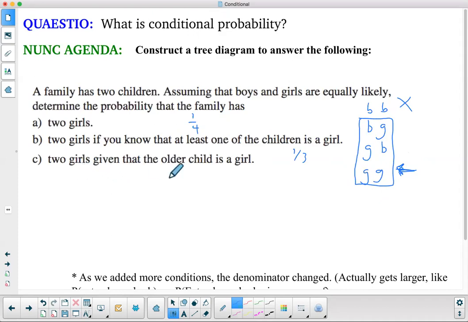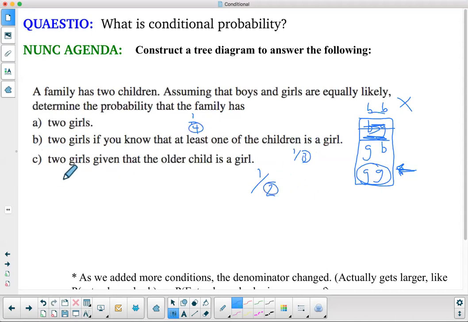How about two girls given the older child is a girl? Well, here the older child is a boy, so we'd get rid of that. In both of these situations down here, the oldest child is a girl. What's the probability of two girls, considering the oldest child is a girl, right? The oldest child is going to be the first child. This is actually 1/2. So you can see that we went from 4 to 3 to 2.